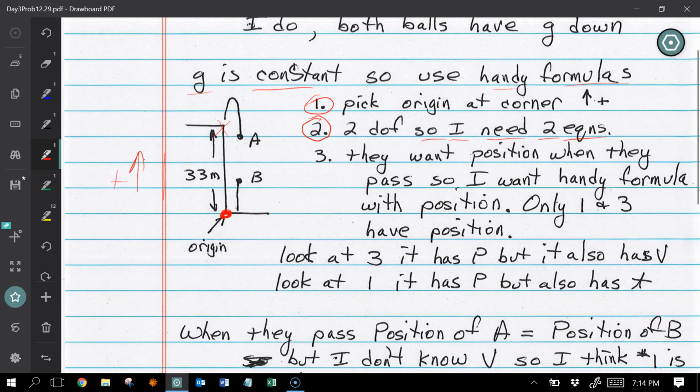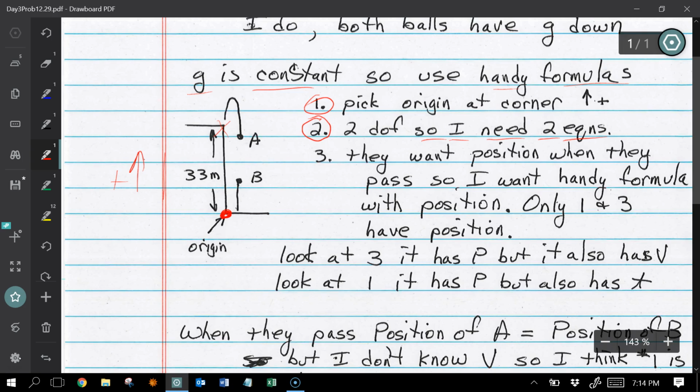In general, if it's a point, you're going to write 3 equations. Several of those will be constraints. So I'm going to write two equations that are not constraint equations because it's 2 degrees of freedom. Because they want position, I want one of the handy formulas that has position in it.